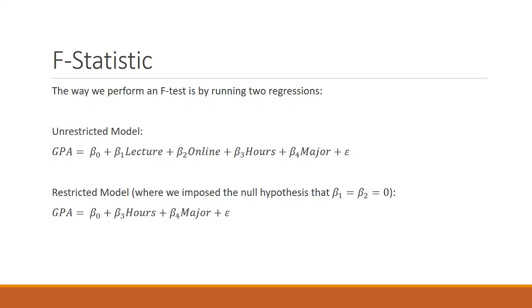Now, how do we do it? How do we construct it? So if we're doing this by hand, that means we're doing it ourselves. We're not using a Stata command. What we're going to do is we're going to have an unrestricted model and a restricted model. All right. The unrestricted model is just the full model that we want to estimate. So it's all 4 independent variables. The restricted model is the model in which we impose the null hypothesis.